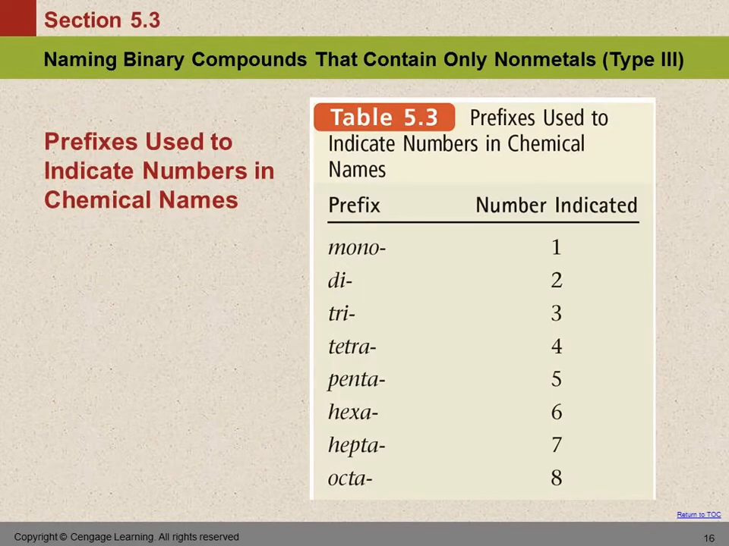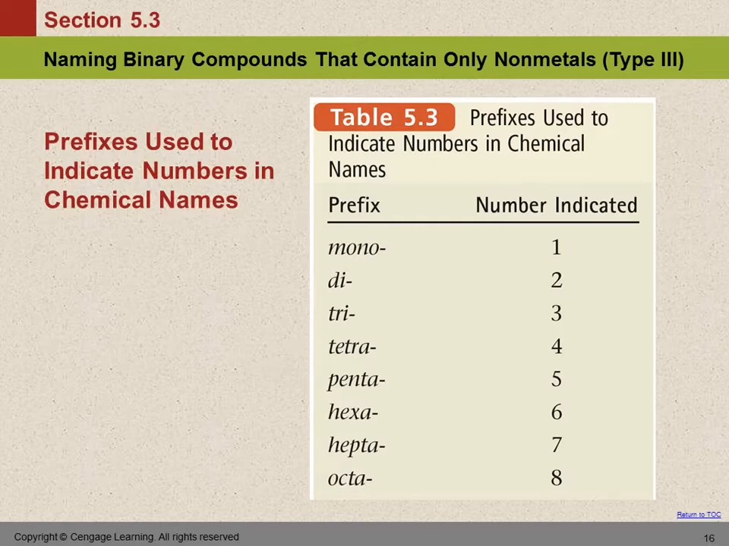These are the prefixes. And you need to know these. Mono means 1, di means 2, tri means 3. Those are probably fairly familiar. A triangle has 3 sides. Tetra is a weird one. That might be new to you. Tetra means 4. Think of Tetris.